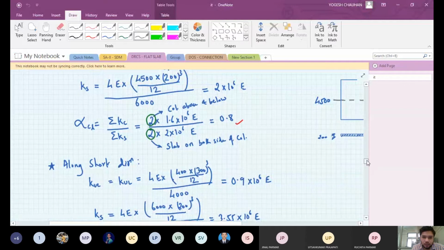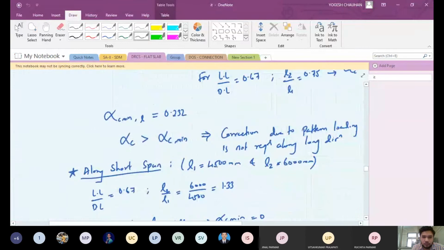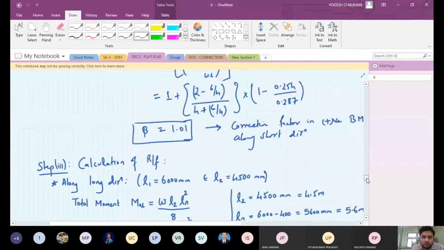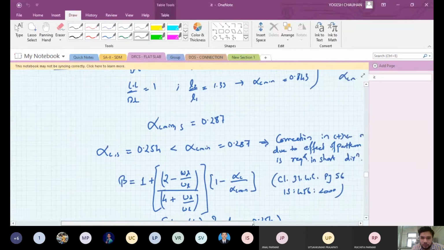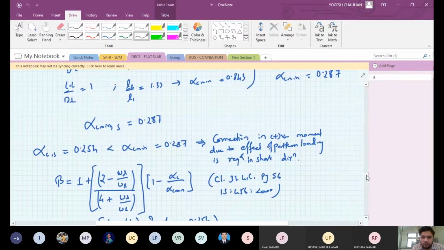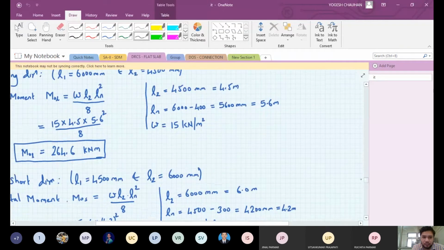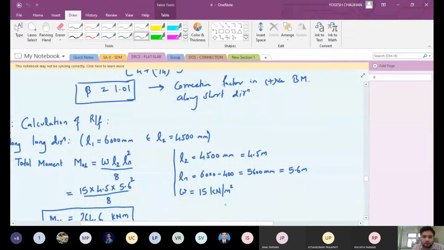Here we found that along the short span, the alpha c is less than alpha c minimum, and hence we have to apply the correction factor. We have to apply the correction factor in the positive bending moment along the short direction to account for the effect of pattern loading, and the correction factor was found to be 1.01. And then in the next step we found out the reinforcement. So, calculation of the reinforcement.